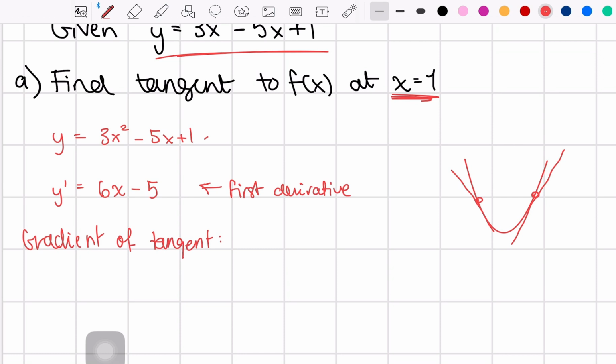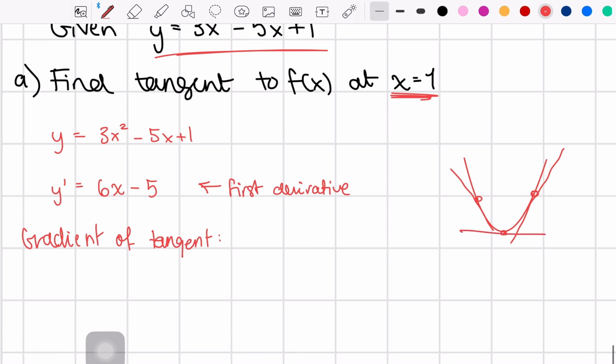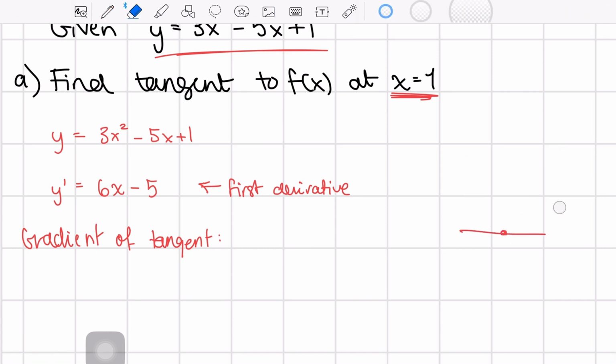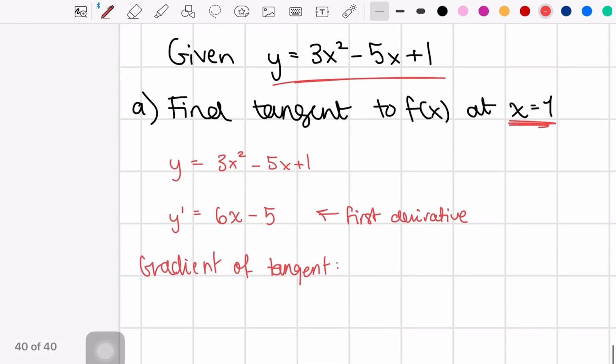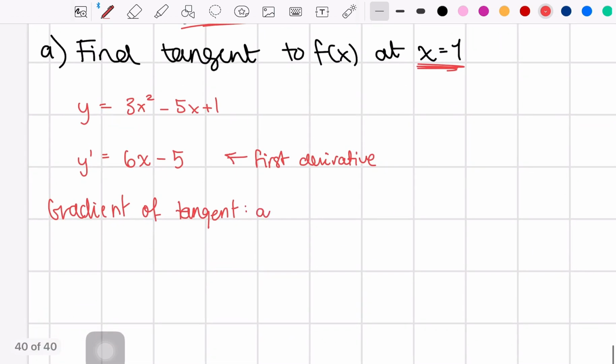It's like how if you put in the x here, it's not going to give you all the same y. You're going to get different ones. For example, here would be 0, here's going to be negative, here's going to be positive. So yeah, we're going to find the gradient of the tangent at, let me specify, x equals 1.